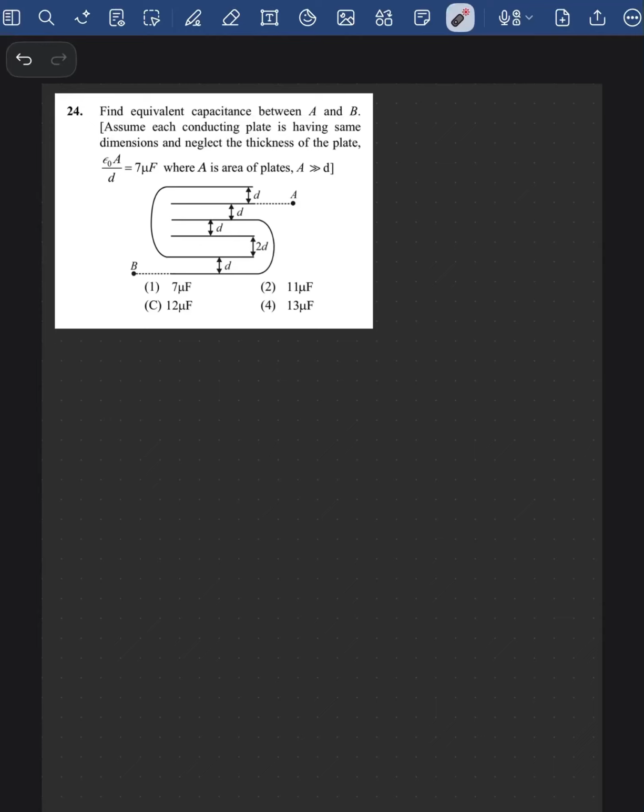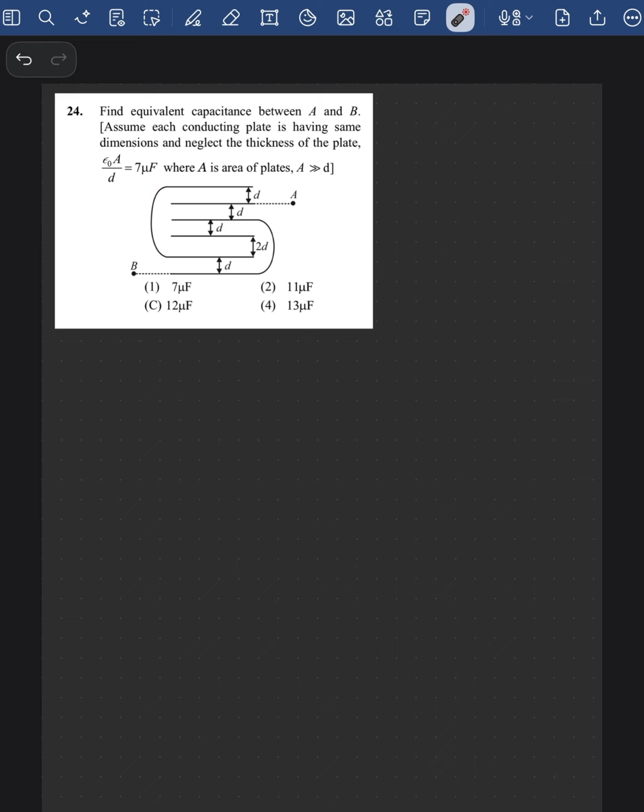Hey guys, so let's have a look at this question. You need to find the equivalent capacitance between A and B, and you have 1, 2, 3, 4, 5, 6 conducting plates being given over here. Assume each conducting plate has the same dimensions and neglect the thickness of the plate. The distances between the plates are given as D, D, D, 2D and D. We need to calculate the effective capacitance between A and B, given epsilon naught A by D is equal to 7 microfarads.